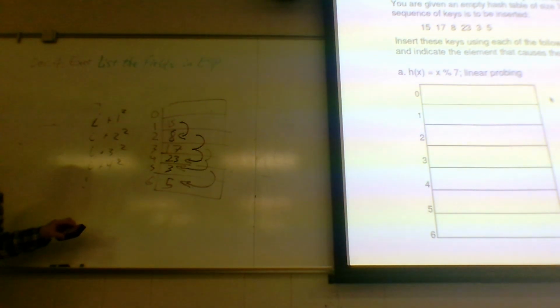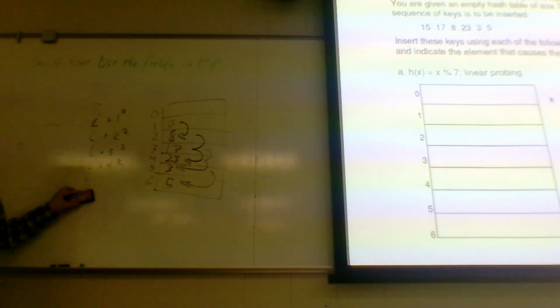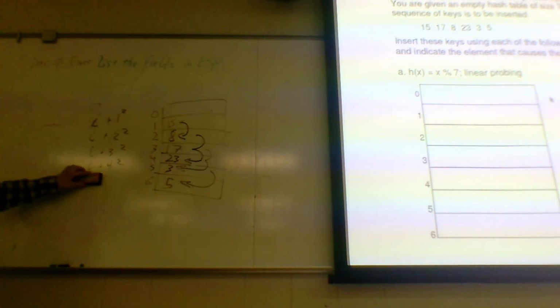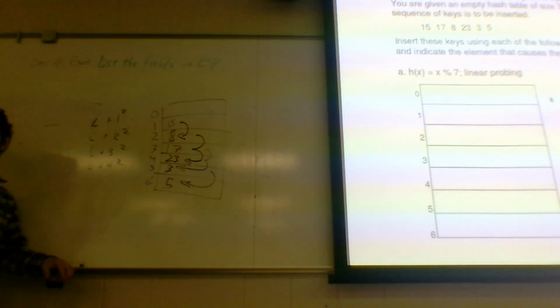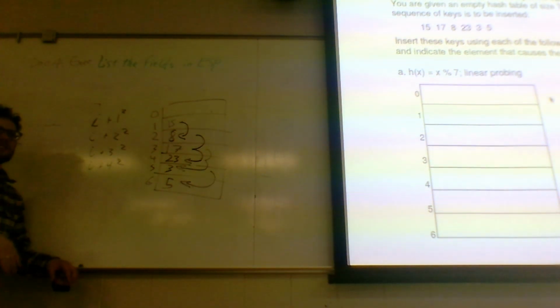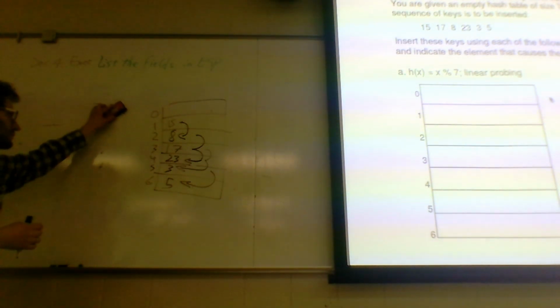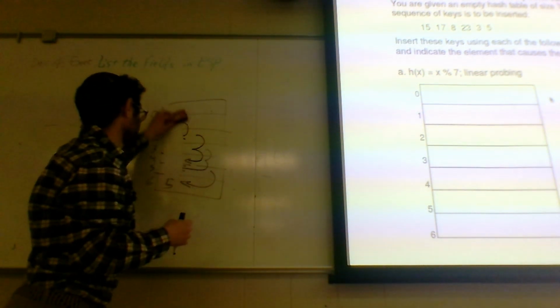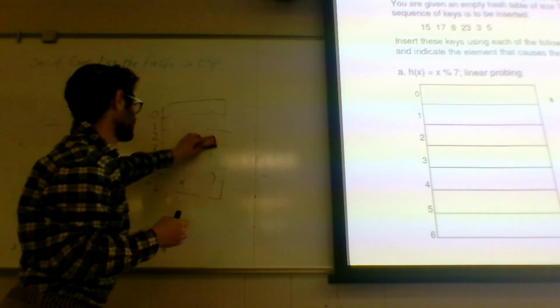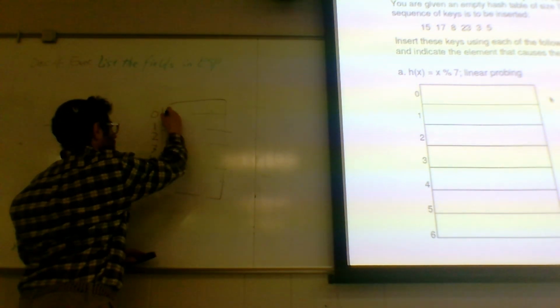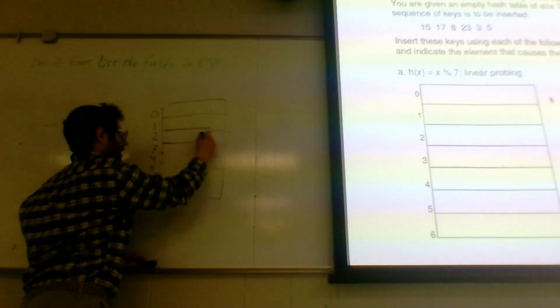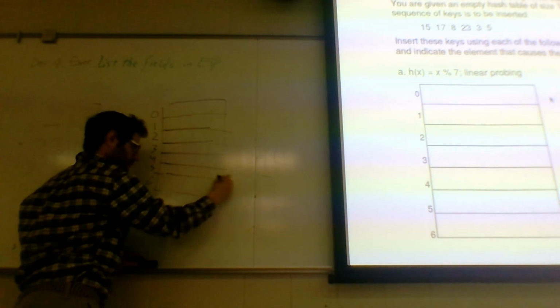What this allows us to do is space it out a bit more, so it will hopefully result in fewer collisions. However, we now have a multiplication operator to do, which makes it a bit more expensive. So let's go ahead and see how quadratic probing works, because I have mentioned it a couple times.